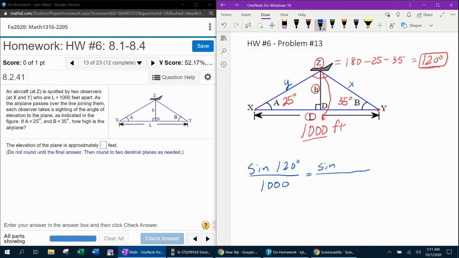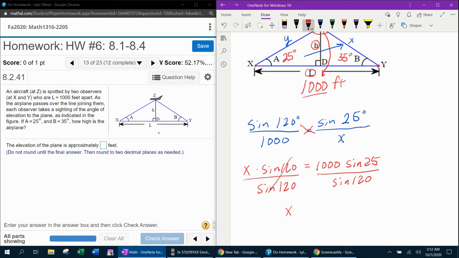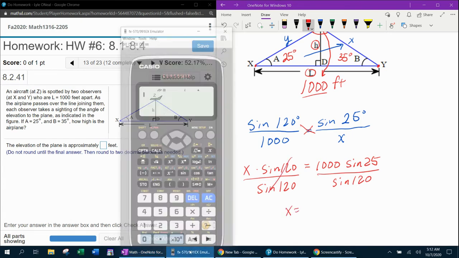It doesn't matter which one you pick. I'm going to work with angle A. So we would say sine 25 over x, because those are across from each other. And then I can cross multiply and divide, and I can find the length of side x. So doing the cross multiply gets me here. I'm looking for side x, so I need to divide by sine 120. And with a little button pushing, I'm going to have my side x.